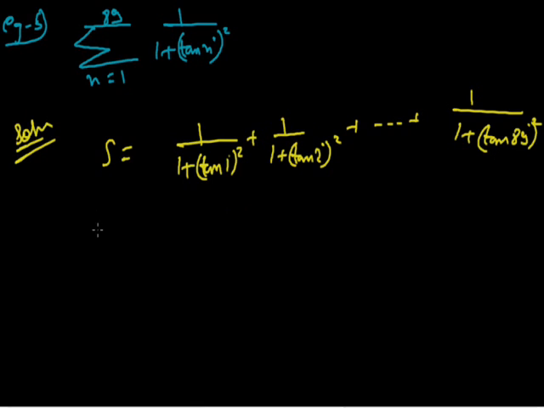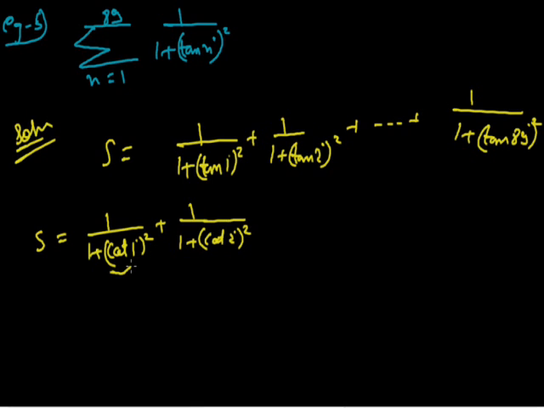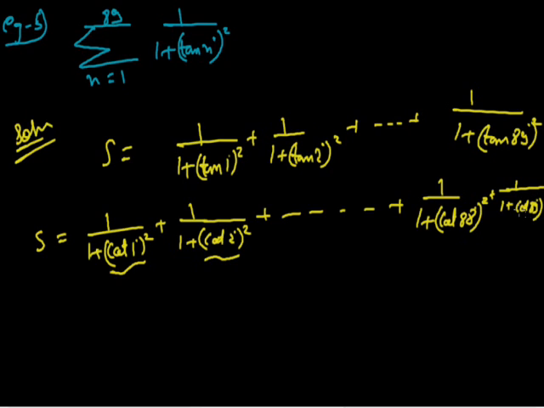Now reversing the terms, we will write it as 1 upon (1 plus cot 1 degree) square plus 1 upon (1 plus cot 2 degree) square, as tan 89 degree will be written as cot 1 degree and tan 88 degree will be written as cot 2 degree, plus ... plus 1 upon (1 plus cot 88 degree) square plus 1 upon (1 plus cot 89 degree) square.